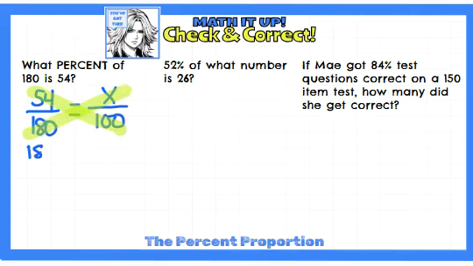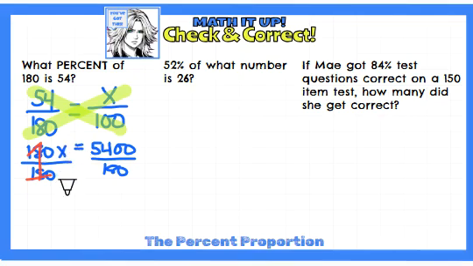Start with our x. 180x equals 54 times 100. That's easy to simplify. And then we're going to divide both sides by 180 so that x is isolated all by itself on one side of our equation. And of course, 180 over 180, anything over itself turns into a big 1. And 1x is simply x. And 5400 divided by 180 is 30. So x equals 30.